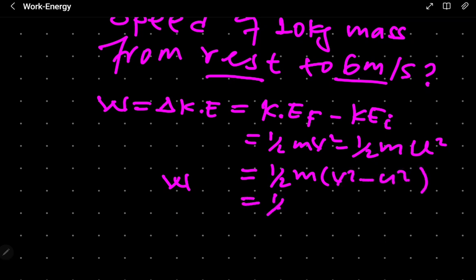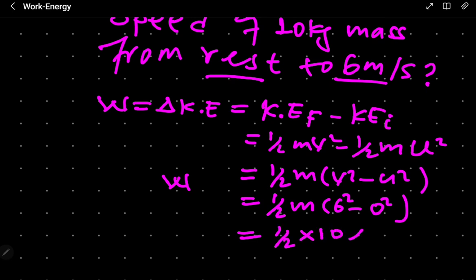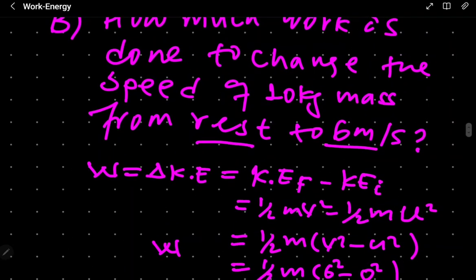So this is the same as 1 over 2 times the mass times 6 squared minus 0 squared. So this will be 1 over 2 times 10 kg times 36. So this will give you 180 joule, meaning due to the force to change the speed of the mass from rest to 6 meters per second, you are doing work on the mass.